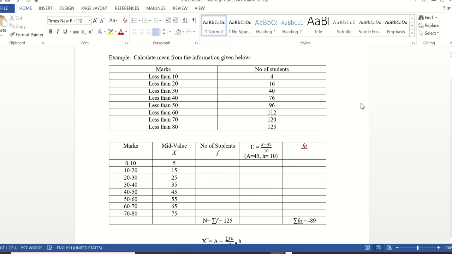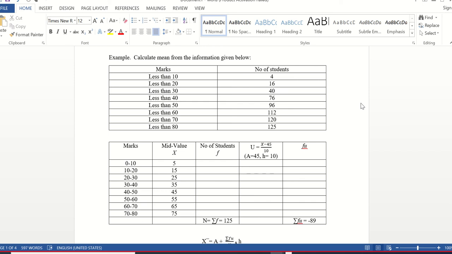So today we are starting with calculating arithmetic mean, and the type of frequency which we are using today is slightly different. Here we are using frequencies which are in the form of less than, right? So here we have frequency which says marks of a class is less than 10. The students who secured marks less than 10 are 4.